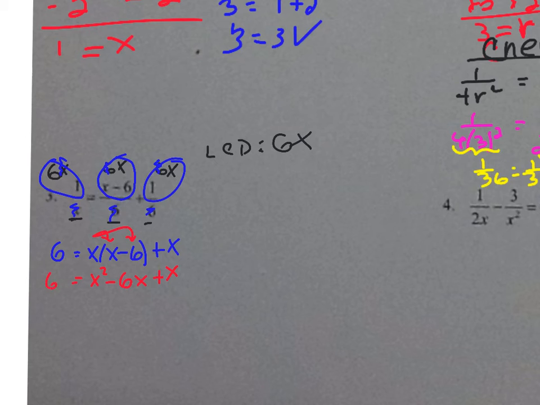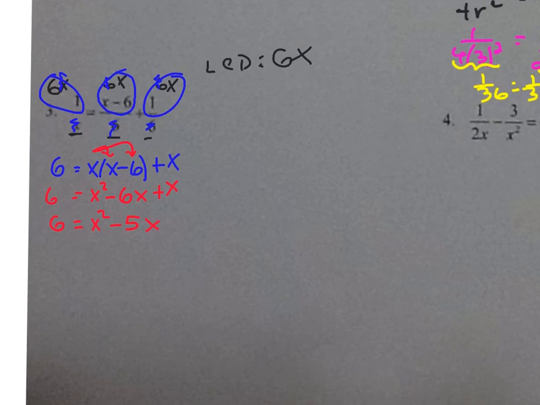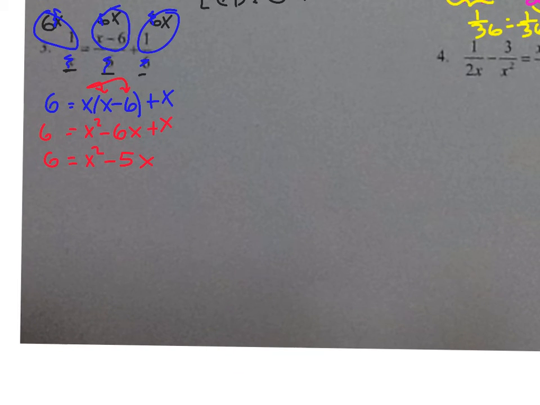And 6 on the other side. Combine like terms. So we have 6 equals x squared minus 5x. So notice it is a quadratic. And how do I know it's a quadratic? Well, because it has an x squared. So I have to get it to equal 0. So I'm going to minus 6. 0 equals x squared minus 5x minus 6.